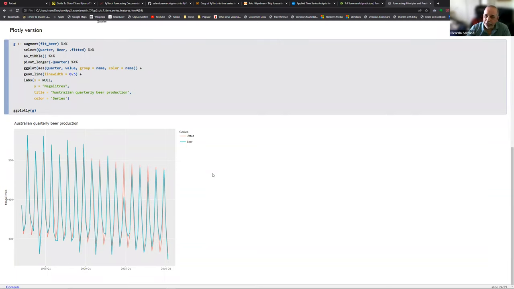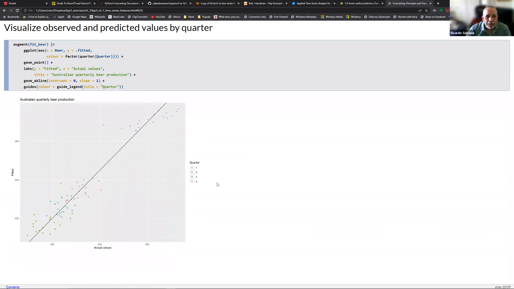and we convert the ggplot object to a Plotly, we can then interact with this plot. And for example, we can see clearly here in the beer, which is the actual values, that the fitted value sometimes doesn't reach that spike that we're observing. So usually I would say that this model is kind of underestimating that spike. So it needs more signal to estimate that spike a little bit better.